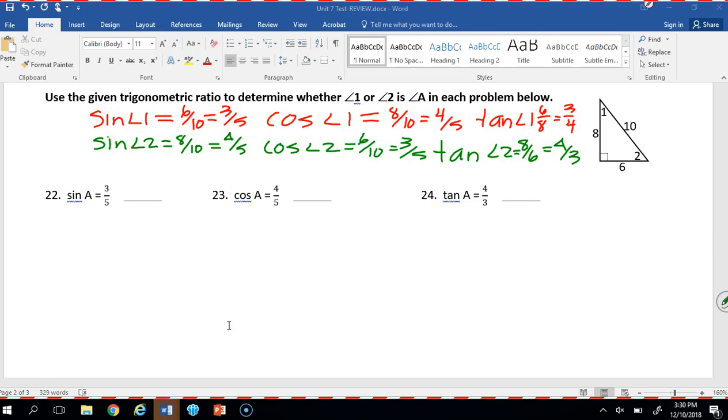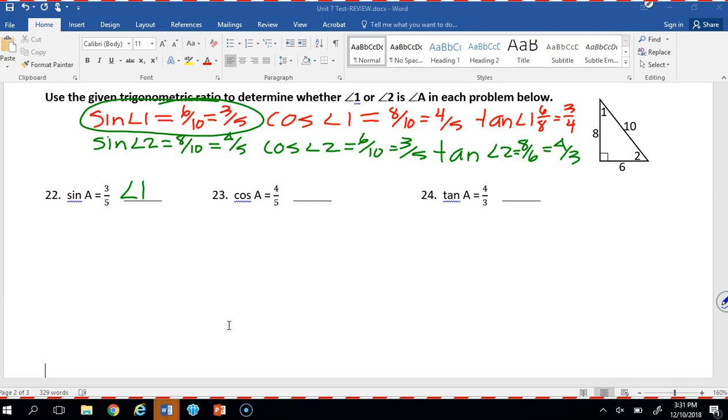Now we can figure out what this question is asking us. We're trying to figure out which of these is angle A. So is it 1 or 2? So the sine of A, we're looking for the sine of A equals 3/5. So the sine of angle 1 equals 3/5. So that's this one right here. So that would be angle 1.